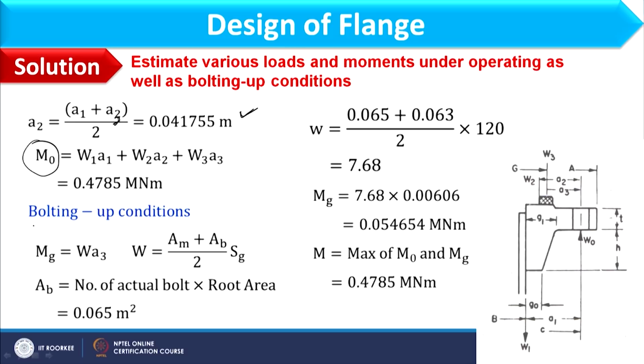Further, I have to focus on bolting up condition, where Mg is equal to W into A3, and W we can define as (Am plus Ab) by 2 into Sg. So, Sg is basically the allowable stress of bolt material, and Ab is given as the number of actual bolts into root area, which comes out as 0.065. So, root area you will choose corresponding to 39 into 3 bolts. Okay. So, considering all these values, we can have W as 7.68 mega Newton, and then you can find out Mg as 0.054654 mega Newton meter. Further, I have to calculate M as the maximum of Mo as well as Mg, which can be taken as 0.4785 mega Newton meter, which corresponds to the Mo value.